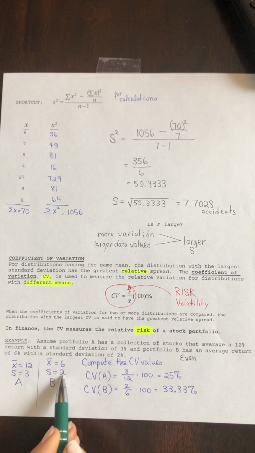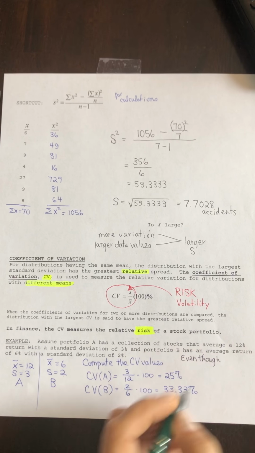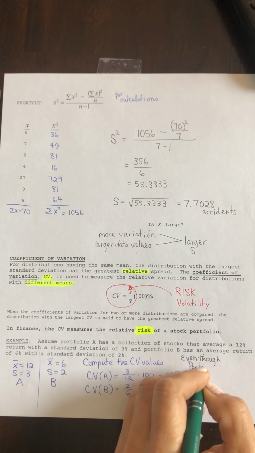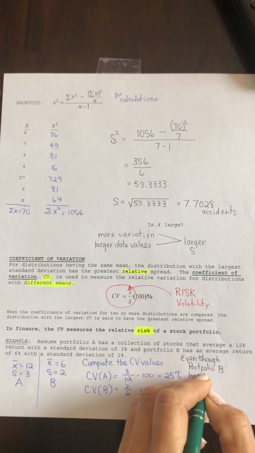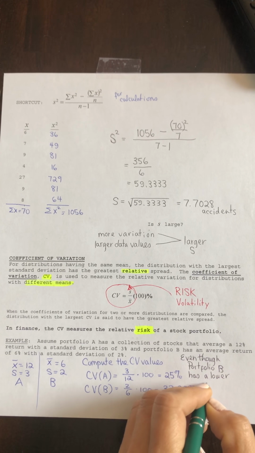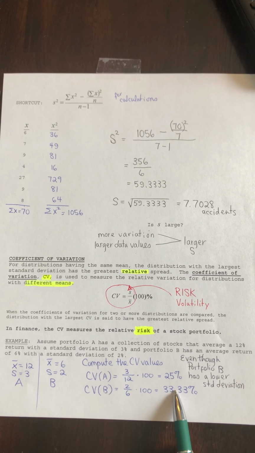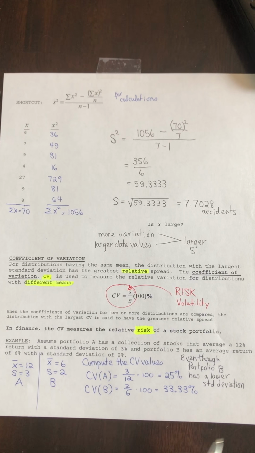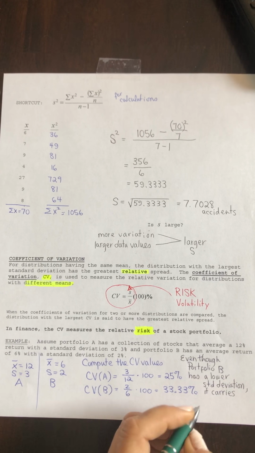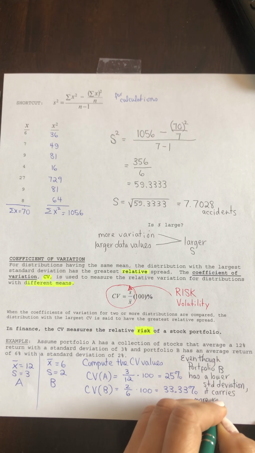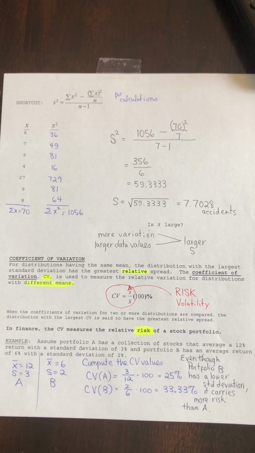So from this, you can see that even though portfolio B has a smaller standard deviation, or a lower standard deviation, from the CV it's actually the riskier one. It actually carries more risk than A.